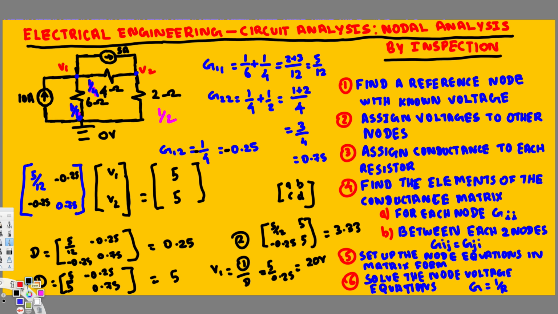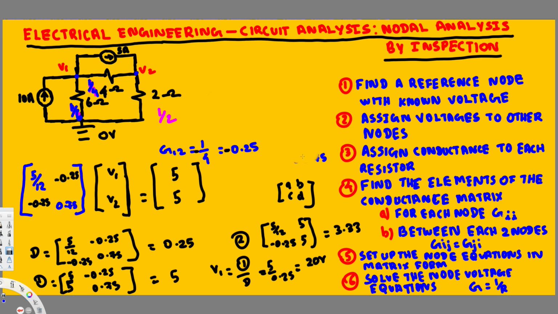Now to find V2, we have to get rid of something. So let's get rid of this part. To calculate V2, we divide the second determinant that we found by swapping with the second column, that is 3.33, by the original determinant, that is 0.25. And if you calculate this one, you will get 13.33 volts.